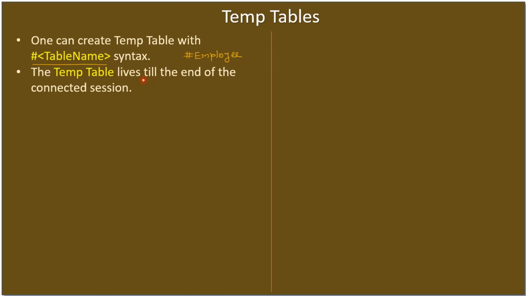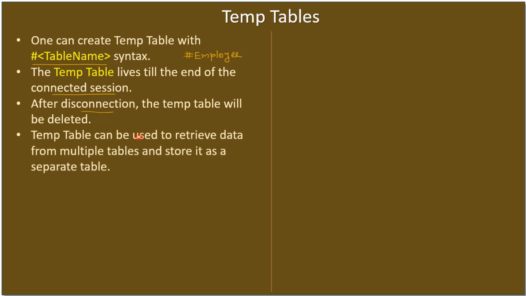The temp table lives till the end of the connected session. The session can be anything, and when a temp table is created on the connected session, then till the connection goes out, the temp table lives. So we can call this temp table an in-memory table, and the table lives till the connection that created it. Once the connection goes out of scope, or once SQL Server is disconnected, then the created temp table will get wiped out from the memory. So that's what we are saying here: after disconnection, the temp table will be deleted.